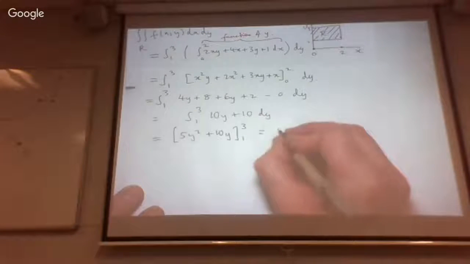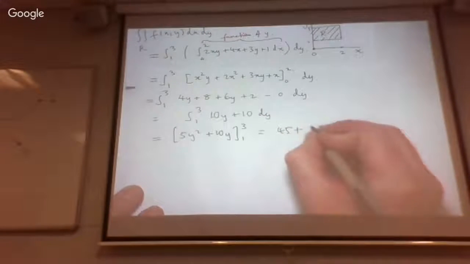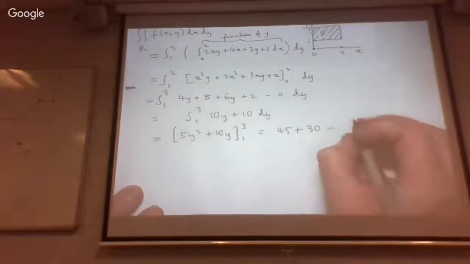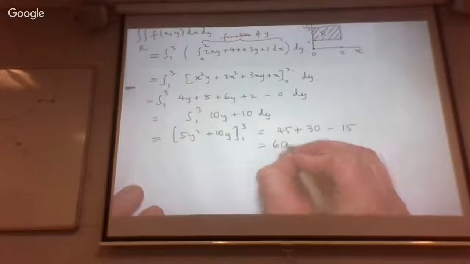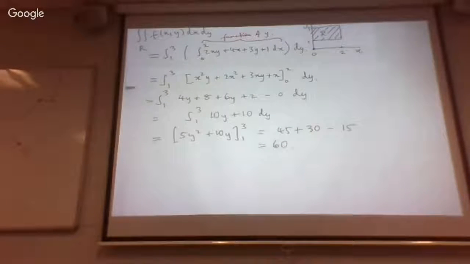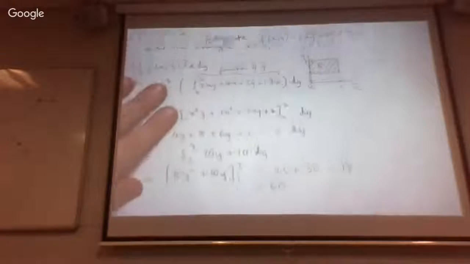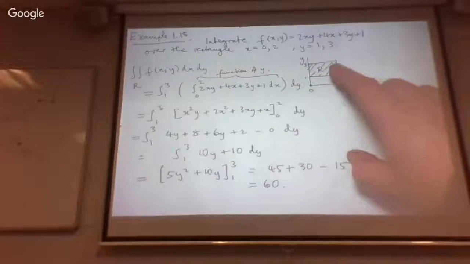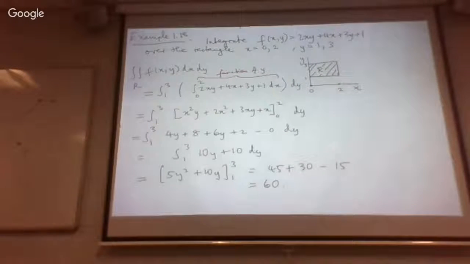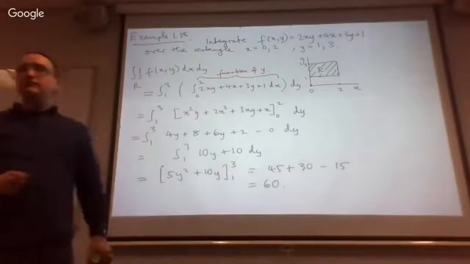So it's 5 by 9, so it's 45 plus 30 minus 15. So 75 minus 15 is 60. Okay. So 60 cubic units. 60 cubic units is the volume. Is the volume contained between this region in the xy plane and the surface defined by that function f.